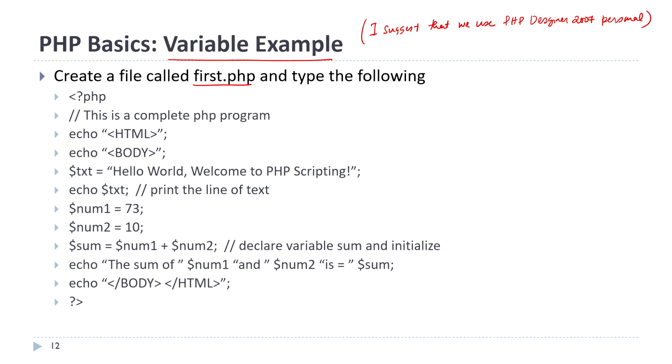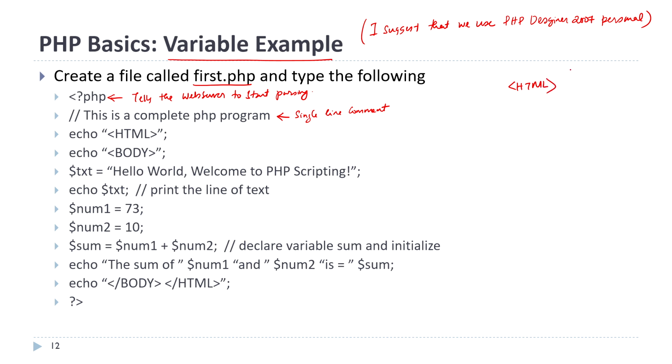So, the first line in this says <?php. So, this means tells the web server to start parsing. So, then this is a single line comment. It is just a comment. This is a complete PHP program for somebody to read that and understand. Then what you have written is echo html. So, when the PHP is creating a dynamic HTML, first it will print this HTML.